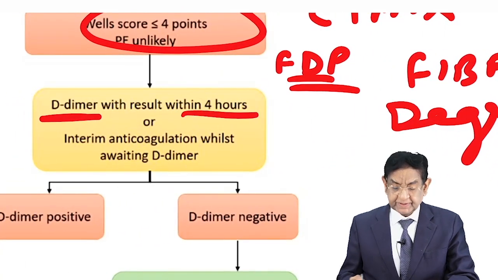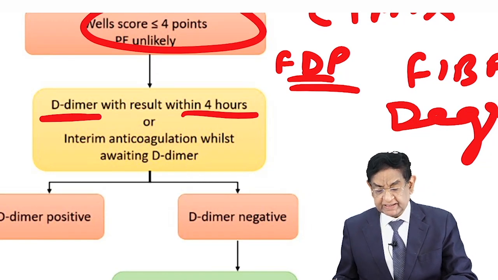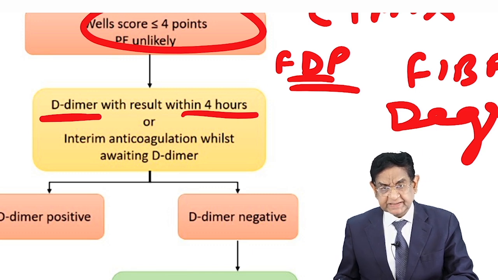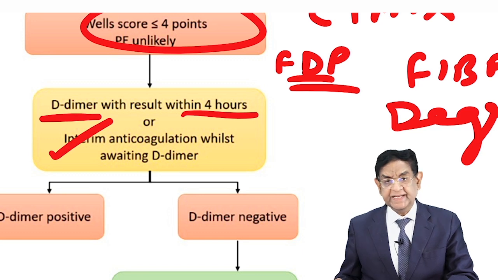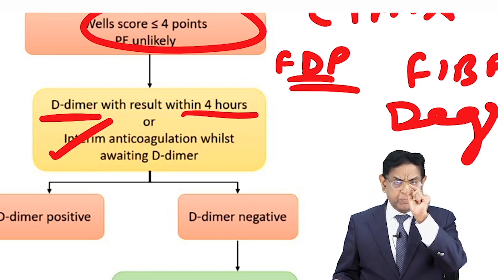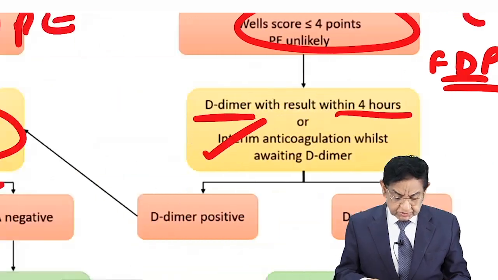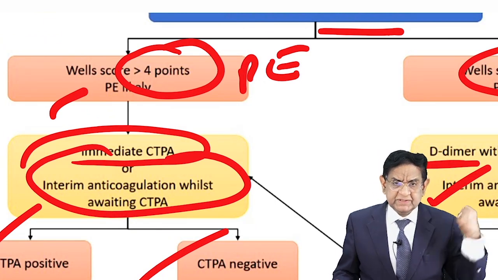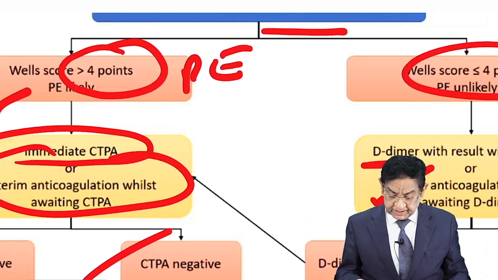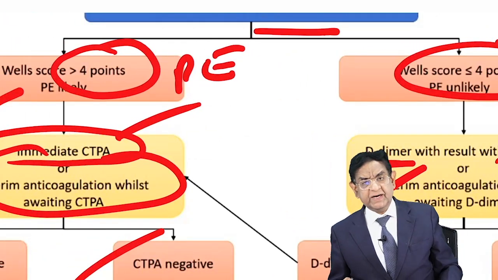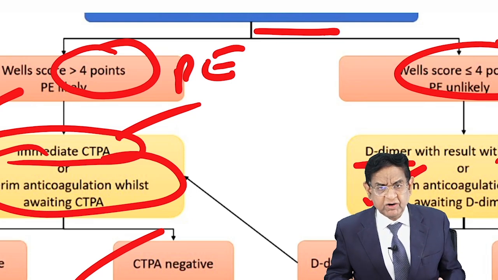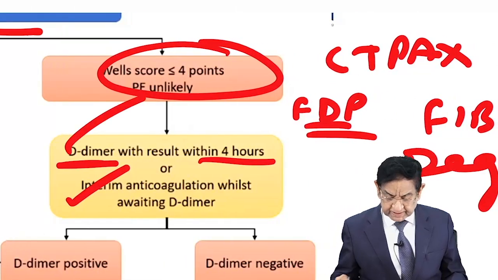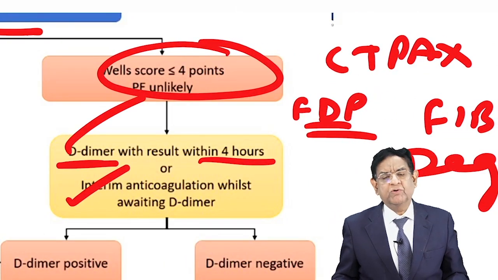Get the result within 4 hours. Whether the test is positive or negative, I'll talk a little later on. But if for any reason you are not able to get the D-dimer test, start anticoagulation. Point to be noted here also: when we were planning to go for CTPA and we were not able to do it, we started oral anticoagulant. Here we are planning to do the D-dimer test, but if not getting it, start oral anticoagulant.